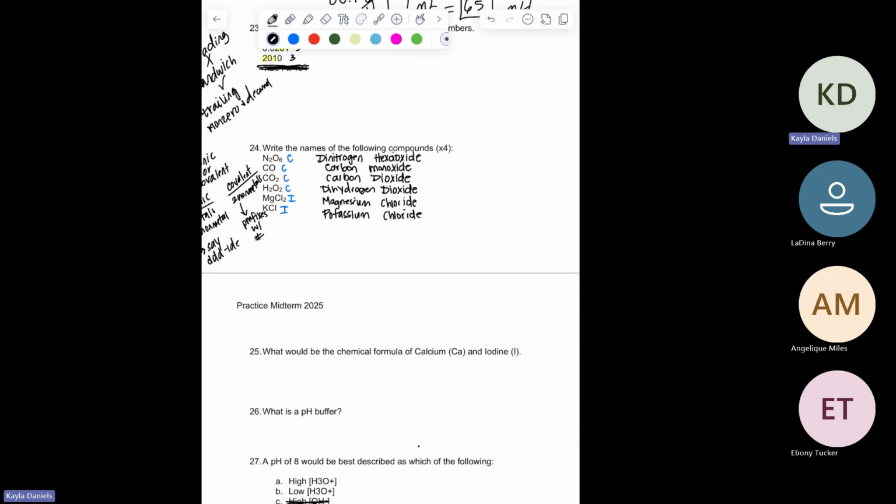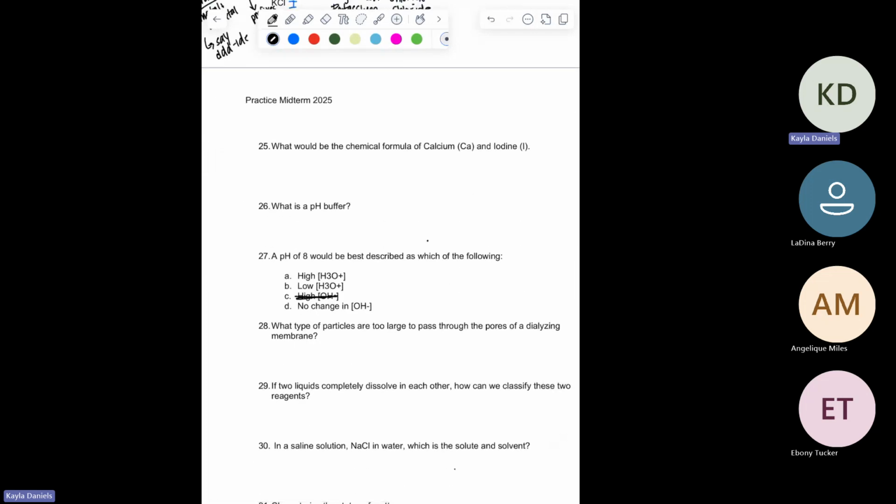Number 25, what would be the chemical formula for calcium and iodine? This is where you have your periodic table, and I told you to write the trends on here: +1, +2, +3, skip a few, +-4, -3, -2, -1. Calcium is a +2 and iodine is a -1. So you flip the charges. We have Ca and I coming together. The 2 goes after the I, and the 1 goes after the calcium, but we don't write out ones. So the chemical formula would be CaI2.